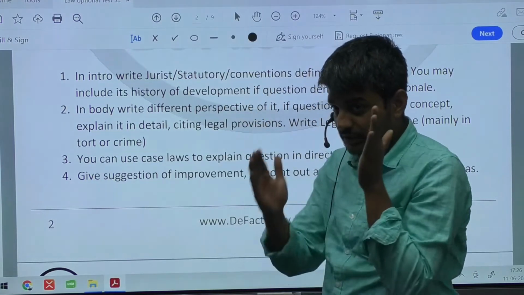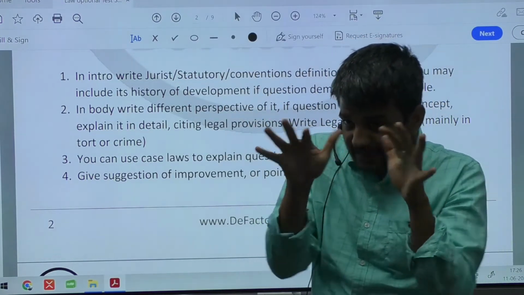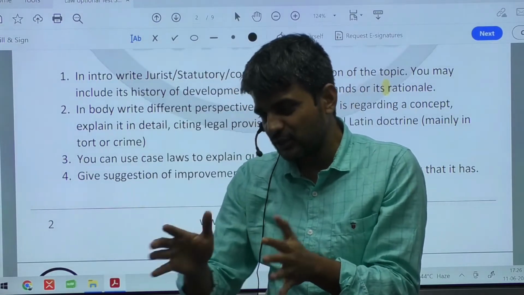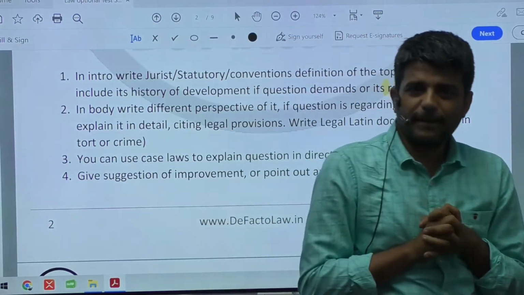First, a statutory provision and rationale. Then the specific provision in detail. If a case law applies, the case law, and then the conclusion part.